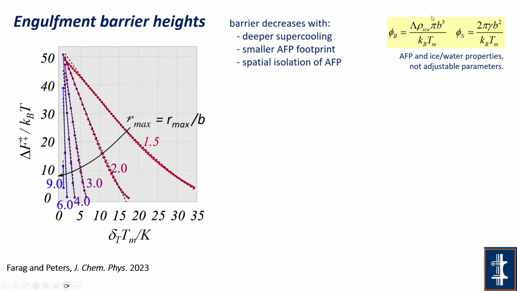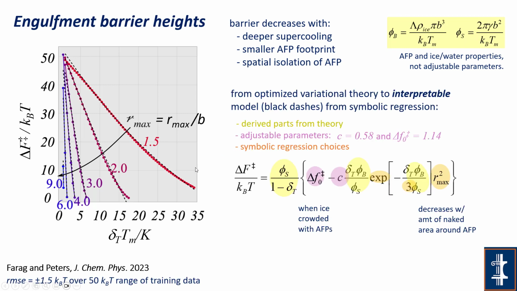So there are a few parameters in the theory that are not adjustable parameters. These are just properties of ice and water and the size of the antifreeze protein. The colored dots here show results of the variational optimization. The black curves show results once we've done a symbolic regression on the variational optimizations to give us a simple, interpretable model of those results. The variational optimization is interpretable in the sense that the starting equations we understood, but it is complicated, hard to write down any simple formula for the delta F double dagger. But symbolic regression finds a representation for that.